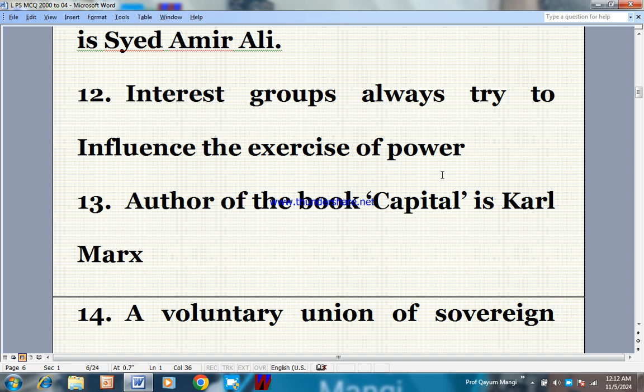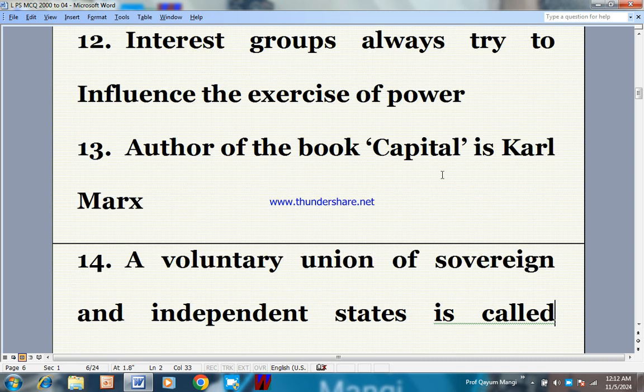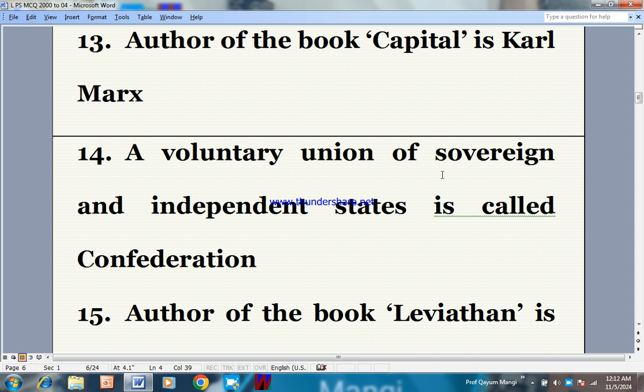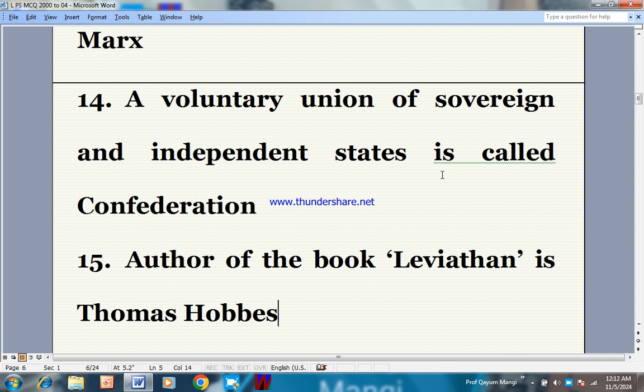Number 12, interest groups. In every state there are interest groups, which always try to influence the exercise of power or to curb the unlimited powers of government. Number 13, the author of the book Capital is Karl Marx.